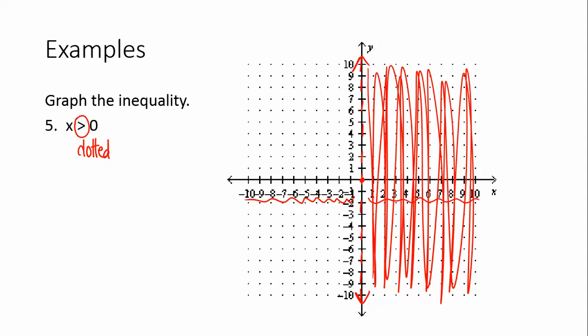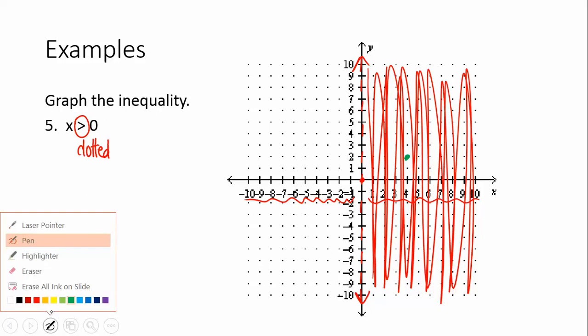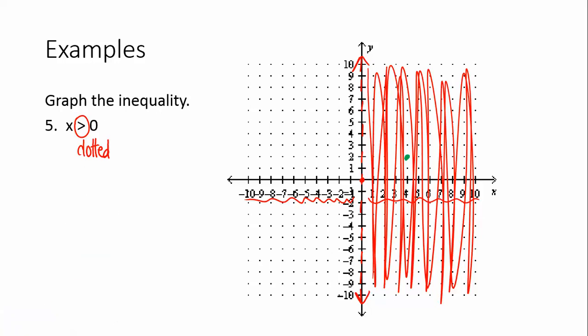You also could pick an ordered pair. You cannot pick 0, 0 because the line goes through 0, 0. So you could pick something like, let's see if I can change colors so that you can see it, let's pick 4, 2. Well, if I'm going to plug into the inequality, and the ordered pair is 4, 2, the only thing I can plug in is the 4 for x. So I get 4 is greater than 0. That is true. So I shade over there where that green dot is. So you can actually pick a point, or you can think logically, what does that inequality mean?